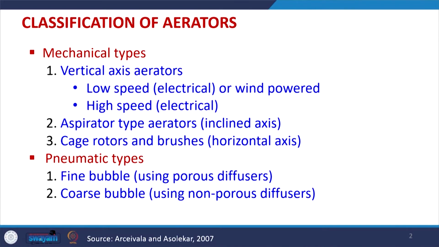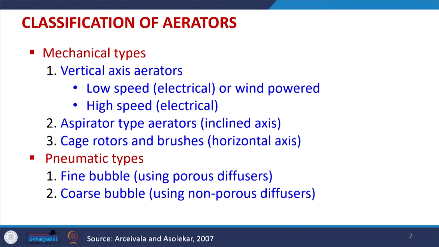So, we will be continuing with another classification of aerator types, which is classifying the different aerators as either a mechanical type of aerator or a pneumatic type of aerator. Pneumatic type aerators are more like diffused aerators and mechanical type aerators are more like surface aerators, but they have certain characteristics based upon which they can be classified into different categories.